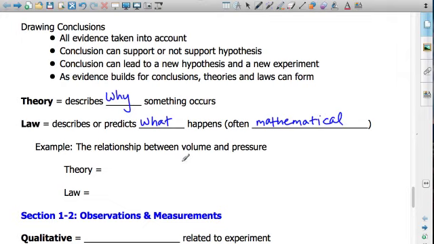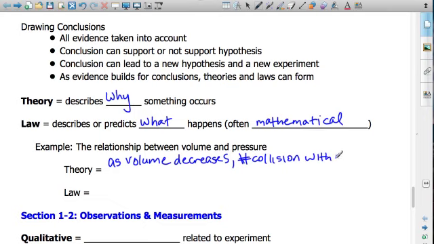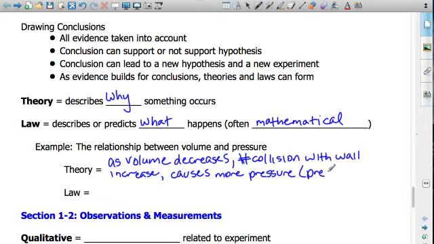For example, the relationship between volume and pressure. The theory would say that as the volume decreases, the number of collisions the gas particles make with the wall increases, and this in turn causes more pressure. So, in other words, the pressure increases.